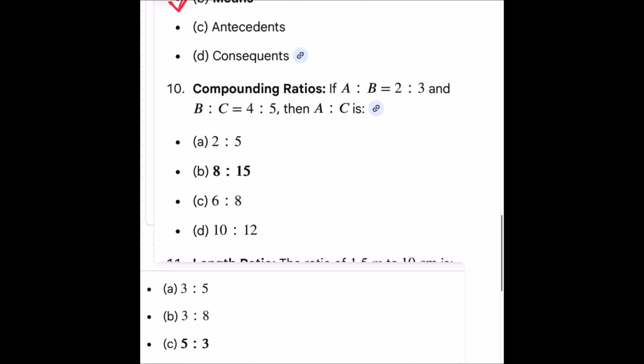Question 10 is compounding ratios. If A is to B is 2:3 and B is to C is 4:5, then A is to C is. So we'll write these ratios in fractions. So A upon B is equal to 2/3. This is number 1. And second condition is B upon C equals 4/5. This is number 2.